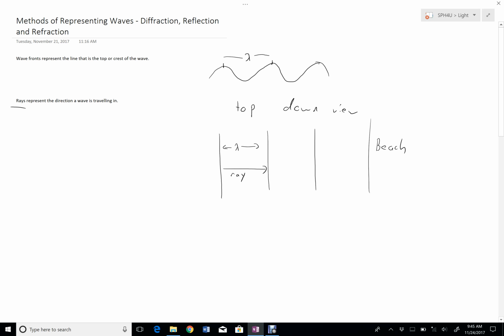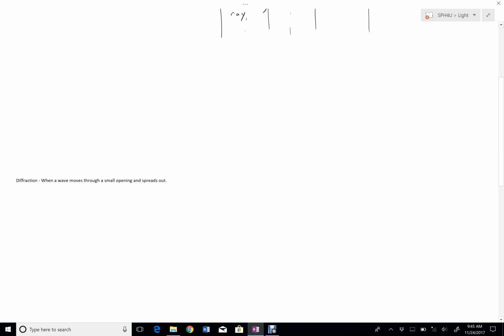So you can imagine the bottom of these waves, or the troughs, would be at these locations. And sometimes with wavefront diagrams, we want to show those troughs, and other times we don't. So we'll sort of do that sometimes and not do it other times. So that's what a wavefront diagram is. Now let's use that to look at what diffraction, reflection, and refraction are.